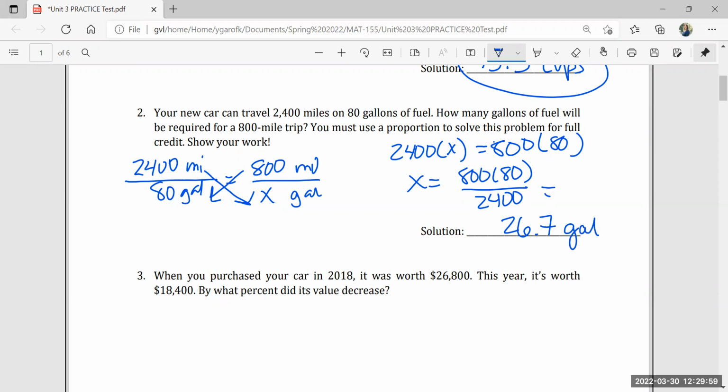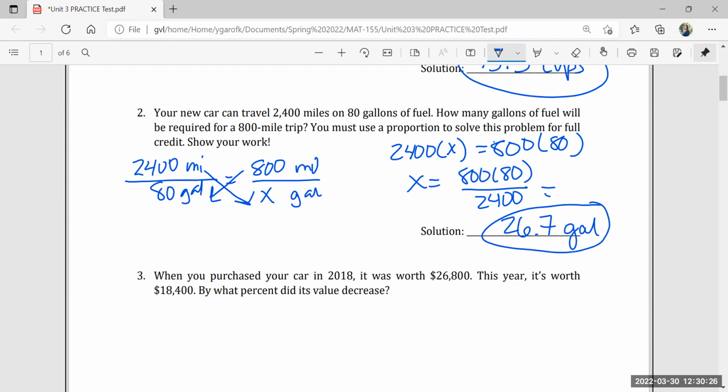And we can always look at this and see if it makes sense. We would expect 800 miles is a third of 2,400, so we'd expect about a third of 80 gallons, which is exactly what we get. So that is our solution here.